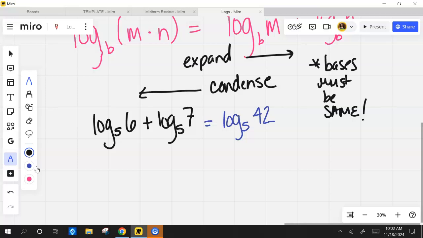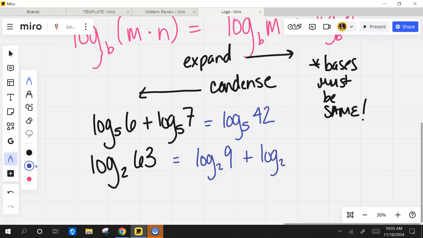All right. How do we know which one it is? See where it says condense? How do you know? You really don't. Most of the time they're going to be variables, not numbers. I'll show you. All right, so look at the next one. This is log base 2 of 63, and it says to expand them. So your expansion might look different than my expansion for this one. Because what multiplies to give you 63? 9 and 7. So I could say log base 2 of 9 plus log base 2 of 7.